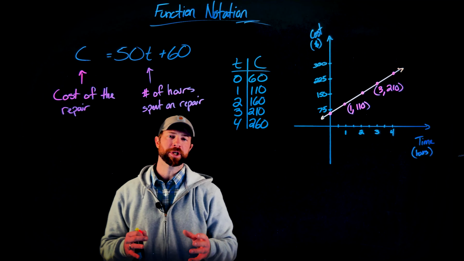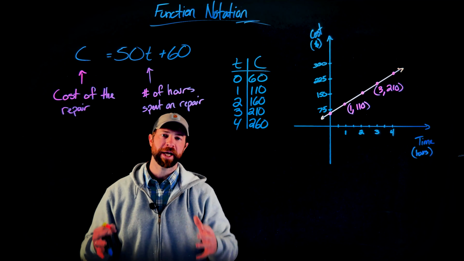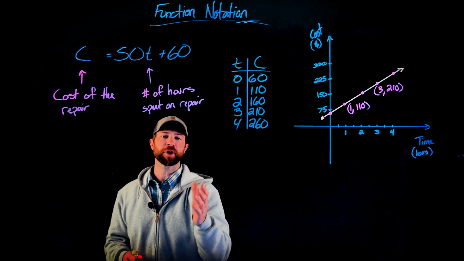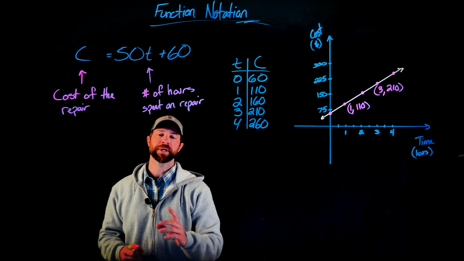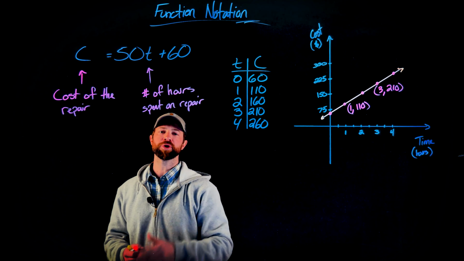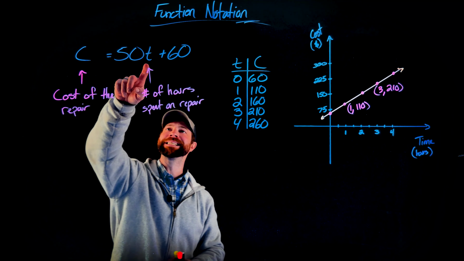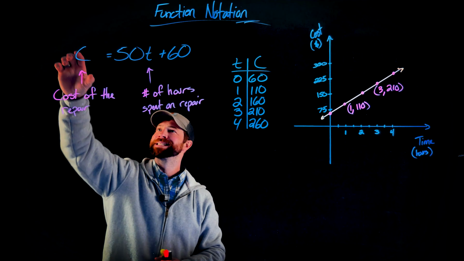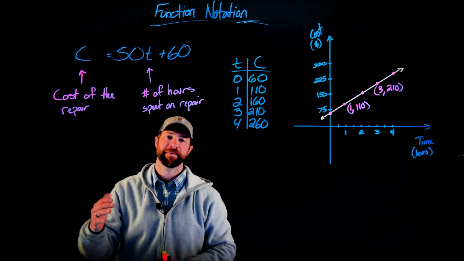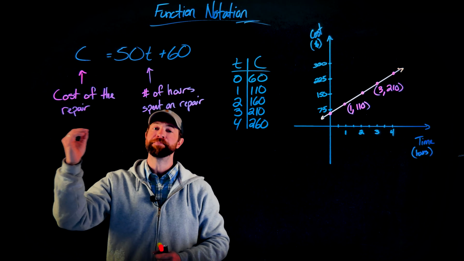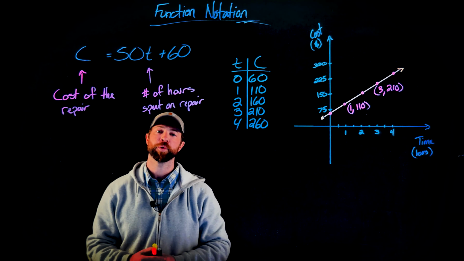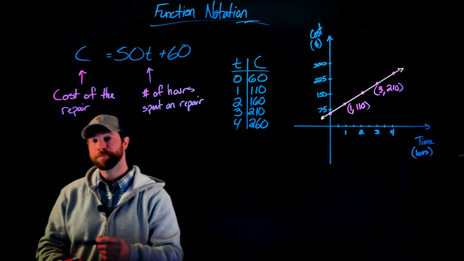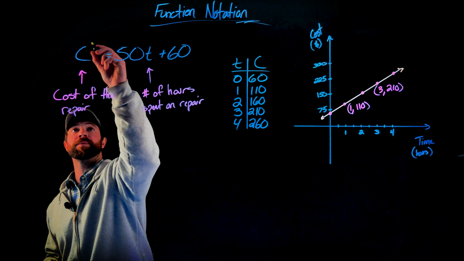The concept of functions is not really a radical change or a new type of equation. Instead, it's a different way of looking at the relationship between the variables. In this case, what we're going to do is declare that t is the independent variable, or the variable that changes naturally, and c we're going to call the dependent variable, because the cost depends on the amount of time for the repair. The way that we declare this relationship is by putting this notation next to c right here.